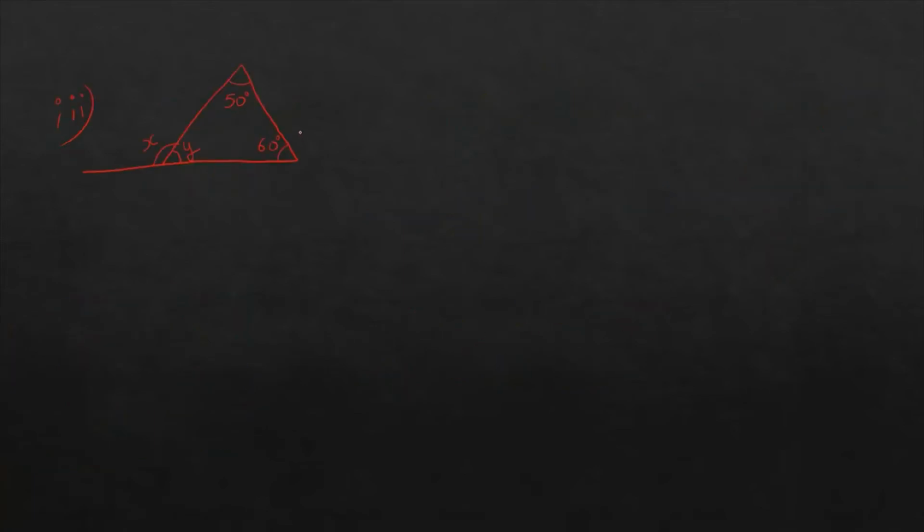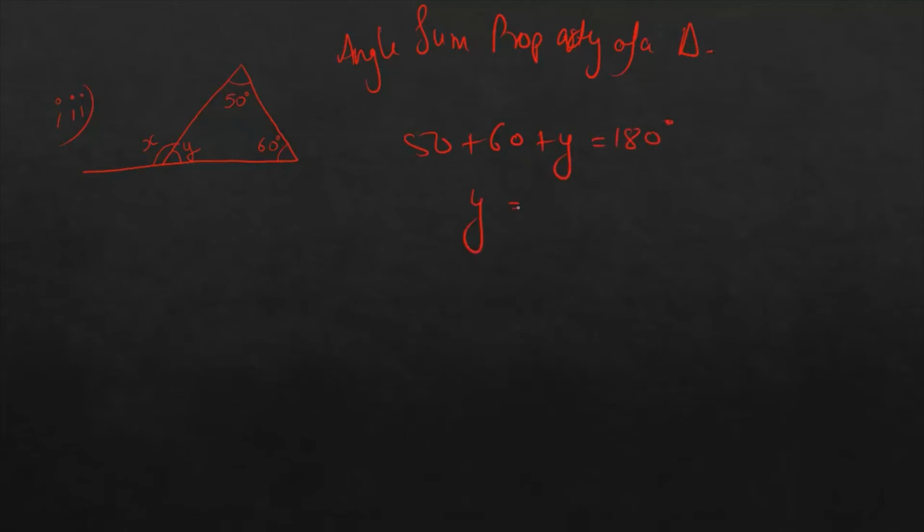Next, here we have to find the value of x and y, where x is an exterior angle and y is an interior angle. So for the interior angle, we can use the angle sum property here. Angle sum property of a triangle, which states that 50 plus 60 plus y is equals to 180 degrees. So y is equals to 180 minus 50 minus 60, which is equals to 70 degrees. So angle y is equals to 70 degrees.